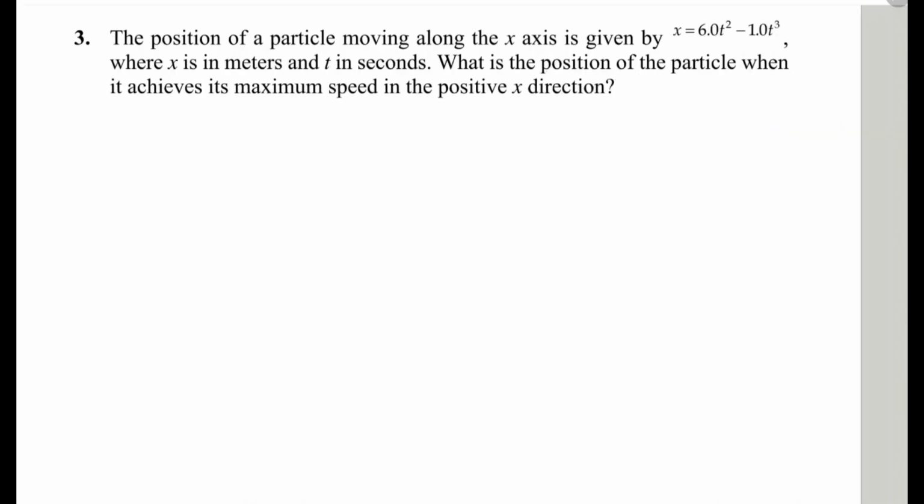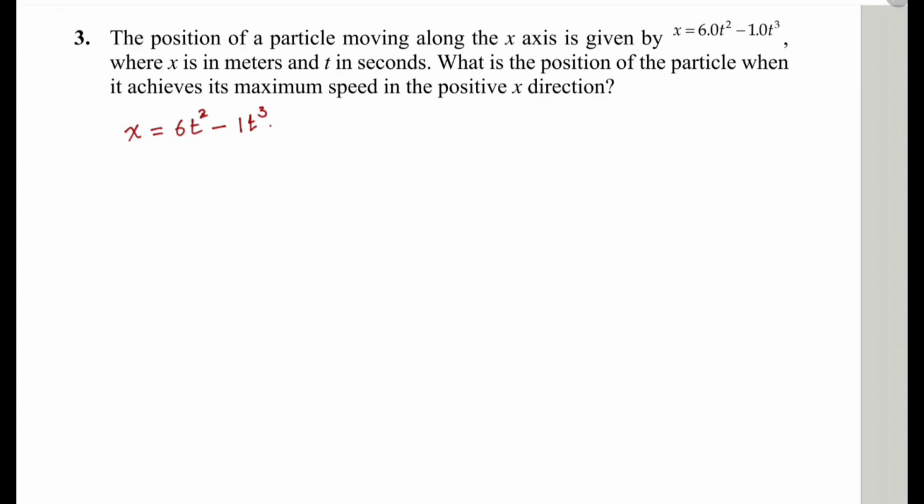The position of a particle moving along the x-axis is given by 6t squared minus 1t cubed, where x is in meters and t in seconds. What is the position of the particle when it achieves its maximum speed in the positive x direction? Let's check the given information here. We have the position of the particle, x, equal to 6t squared minus 1t cubed. Now the question is, find the position when the particle achieves maximum speed.